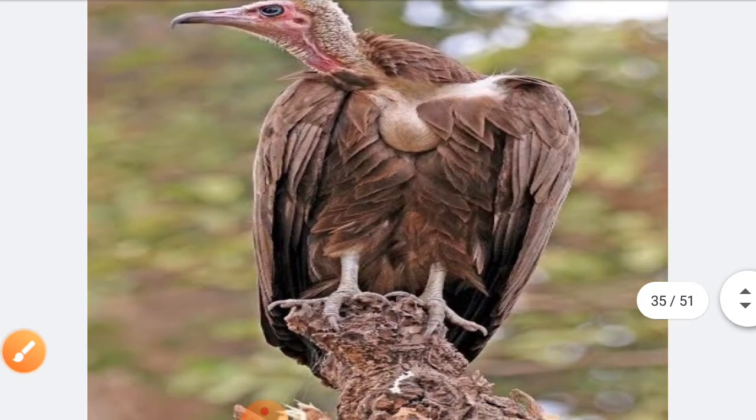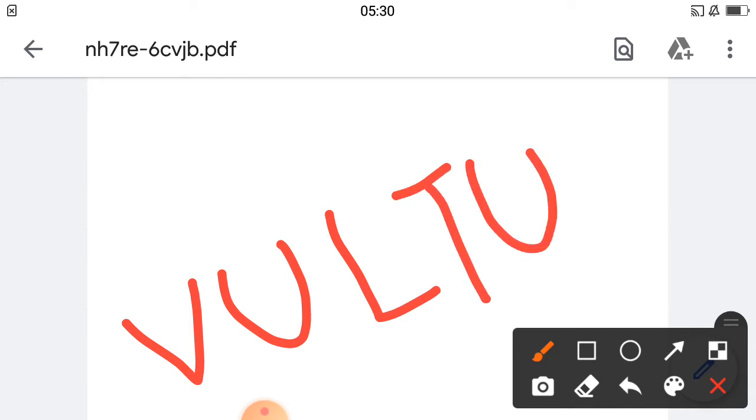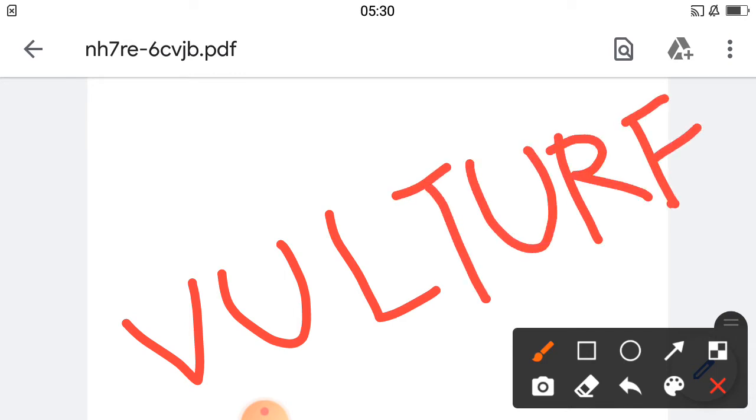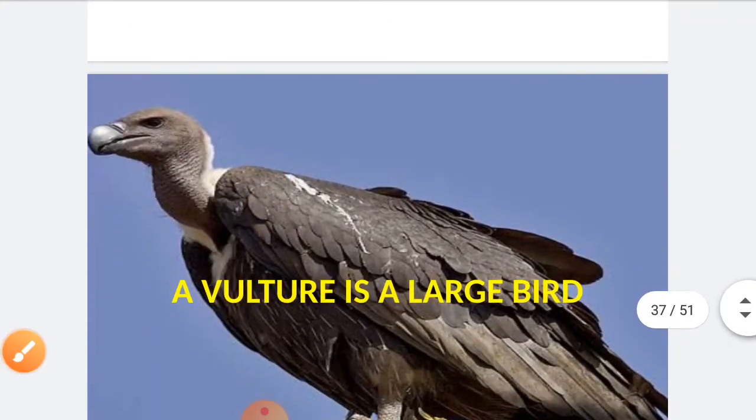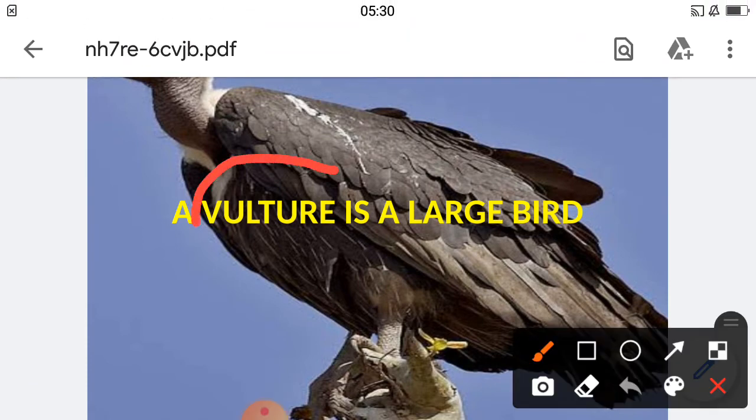And this is not an eagle, but what is this? Not a very common bird. This is a vulture. V-U-L-T-U-R-E, vulture. So, a vulture is a large bird. Do keep in mind that a vulture is a large bird. It is not a small bird. So, the name is vulture.